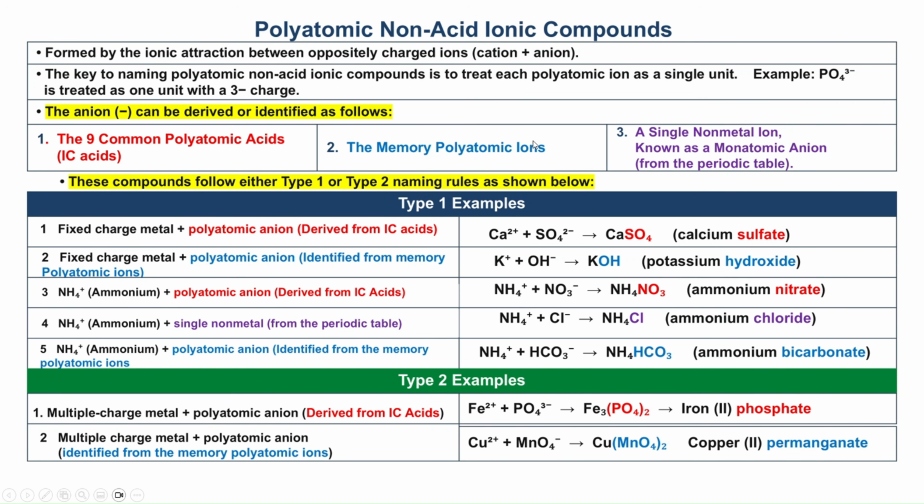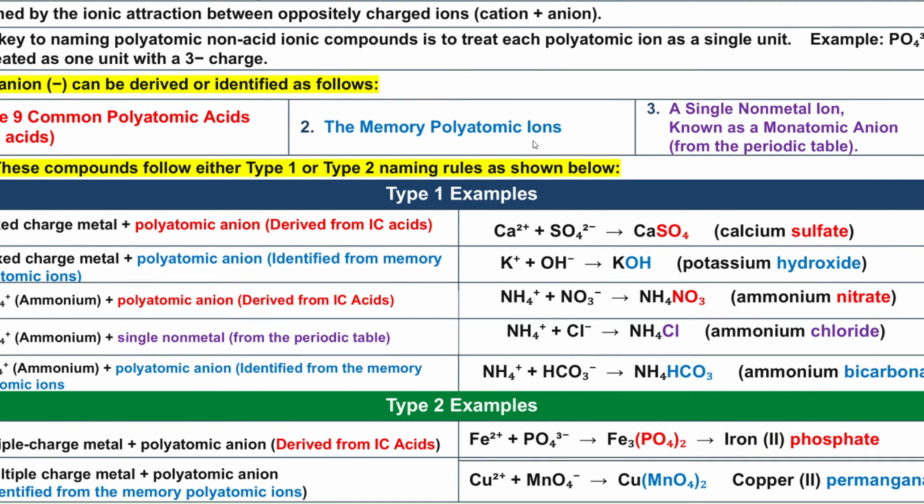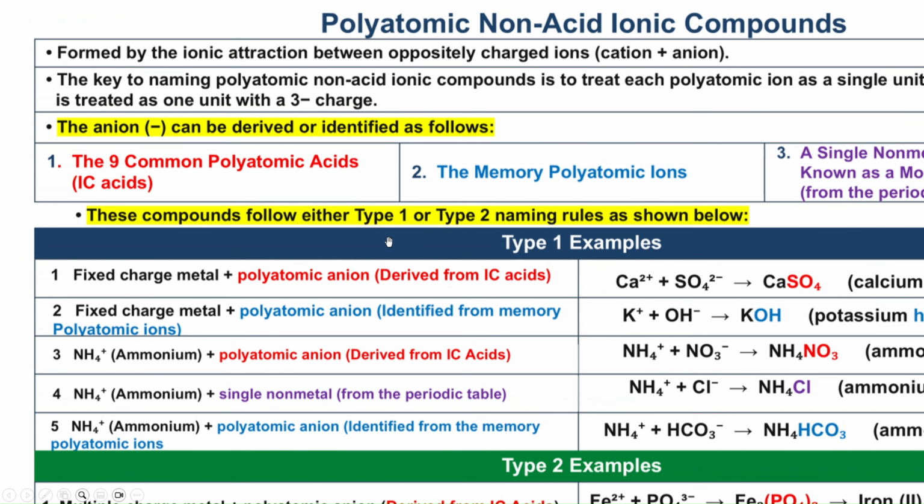The focus of this video will be to work through multiple type 1 polyatomic non-acid ionic compounds, going from formula to name and from name to formula. I'm going to specifically concentrate on type 1 compounds with a fixed charge metal plus a polyatomic anion that derives from the nitric acids.